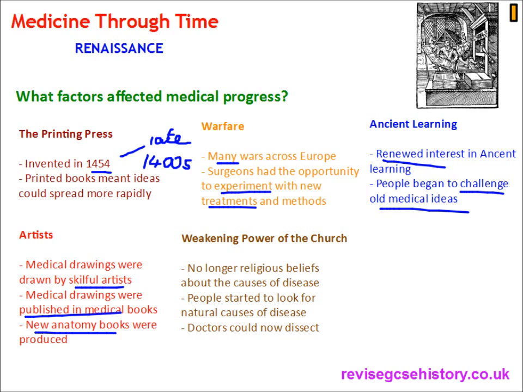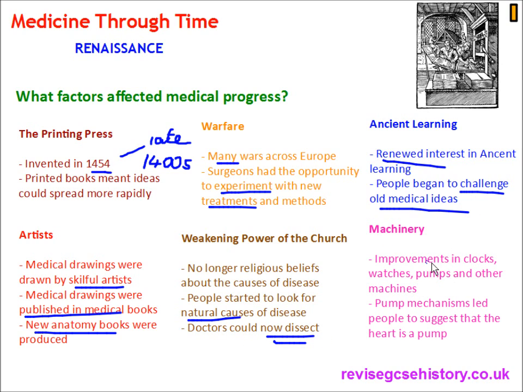The weakening power of the church also affected medicine. There were no longer religious beliefs about the cause of disease. People started to look for natural causes, and doctors could now dissect human corpses. Machinery also played a part. There was an improvement in clocks, watches, pumps, and other machines, and pump mechanisms led people to suggest that the heart is a pump. This idea was developed later on in the Renaissance, and we'll be looking at that a bit more in later videos.